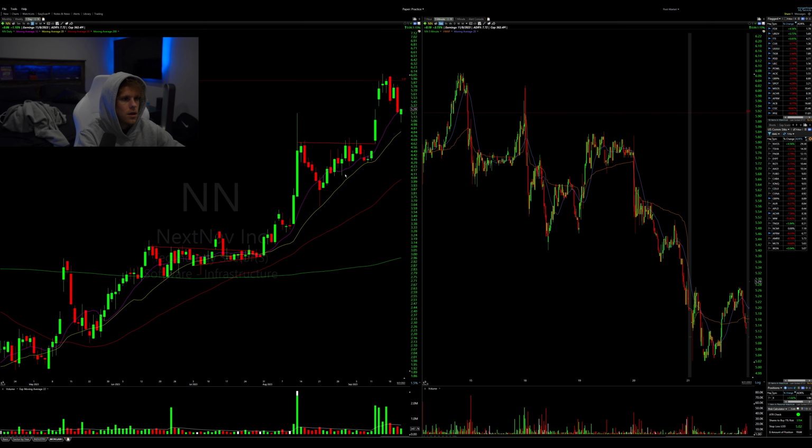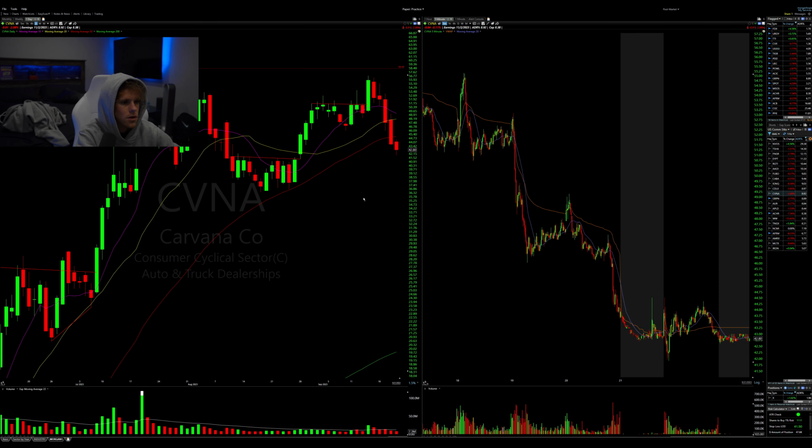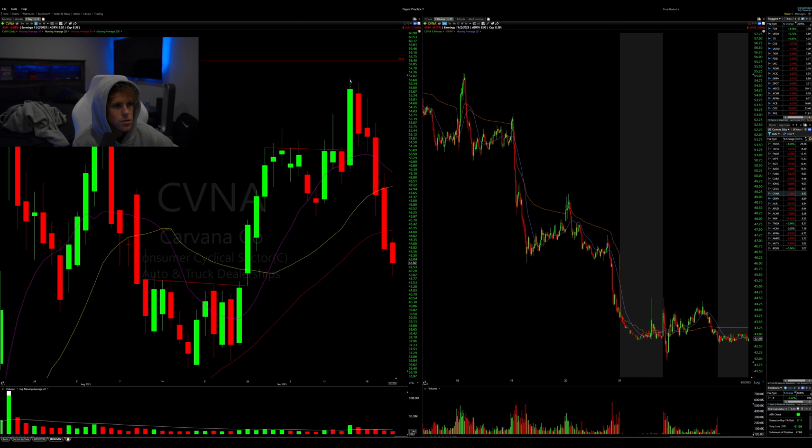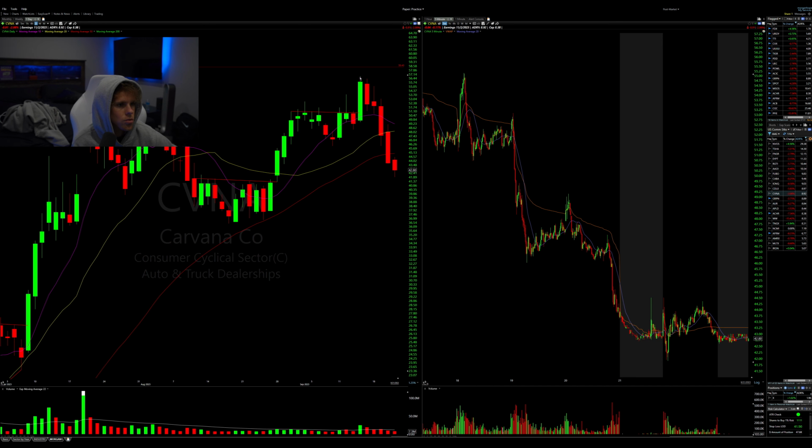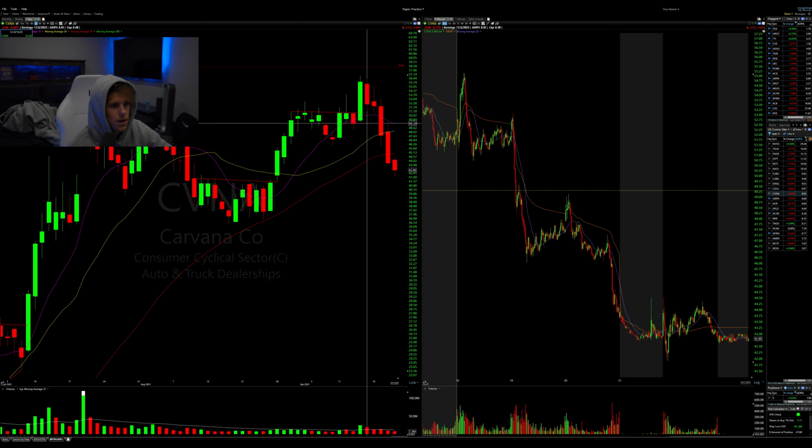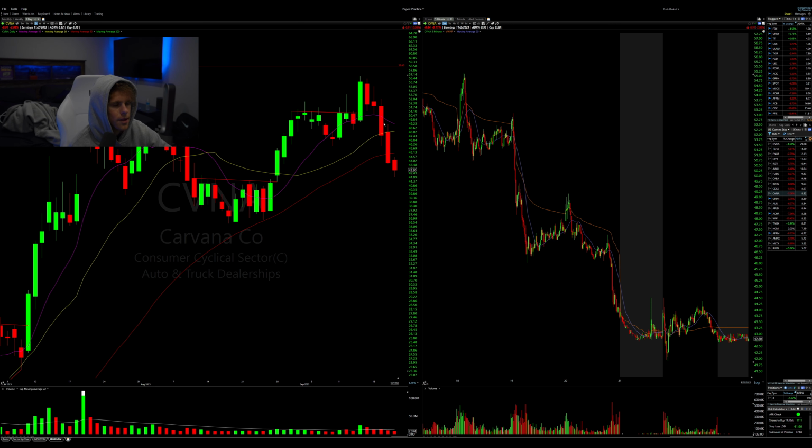Let's go back to NN. So Carvana, if you were to wait and use the 3 to 5 day rule, you would have gotten burned. You would have lost on that position. And then if you waited until it closed under the 10 to sell the rest, you would have been down below low of day, so you already would have been stopped out.